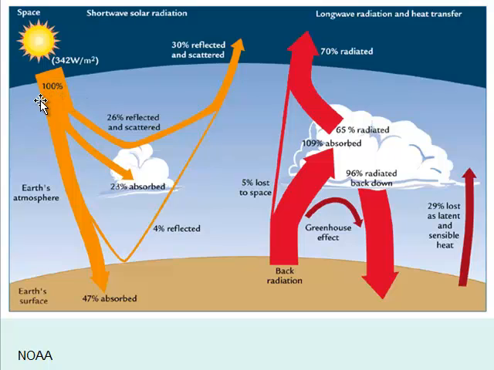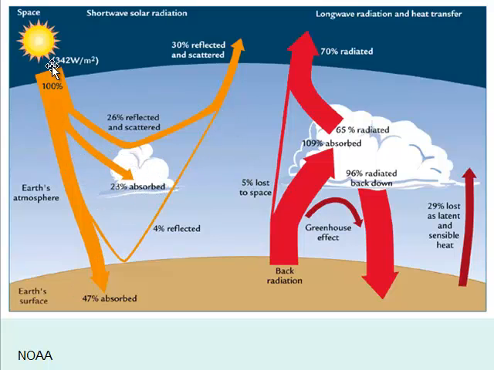Of that 100%, about 26% will be reflected and scattered, and 23% will be absorbed. This is by clouds. 4% will be reflected off the Earth's surface, and then 47% would actually be absorbed onto the Earth's surface. So we have a very less than half of the energy that reaches the Earth would actually be absorbed into the Earth's surface. So this 47% and also the 23% that's absorbed into the atmosphere are what are going to drive that weather.